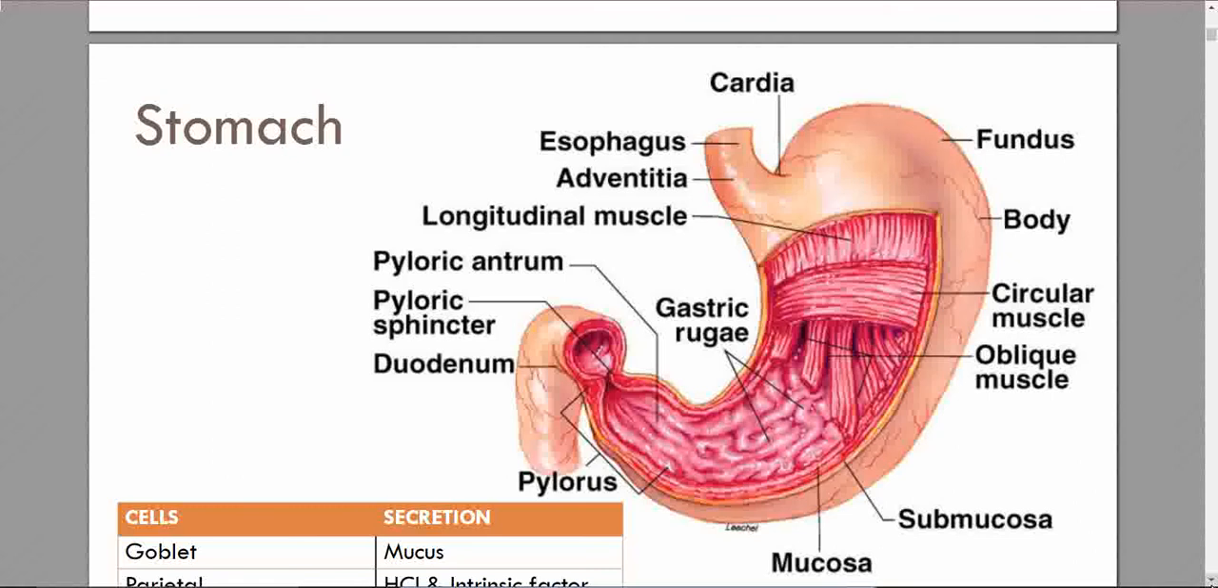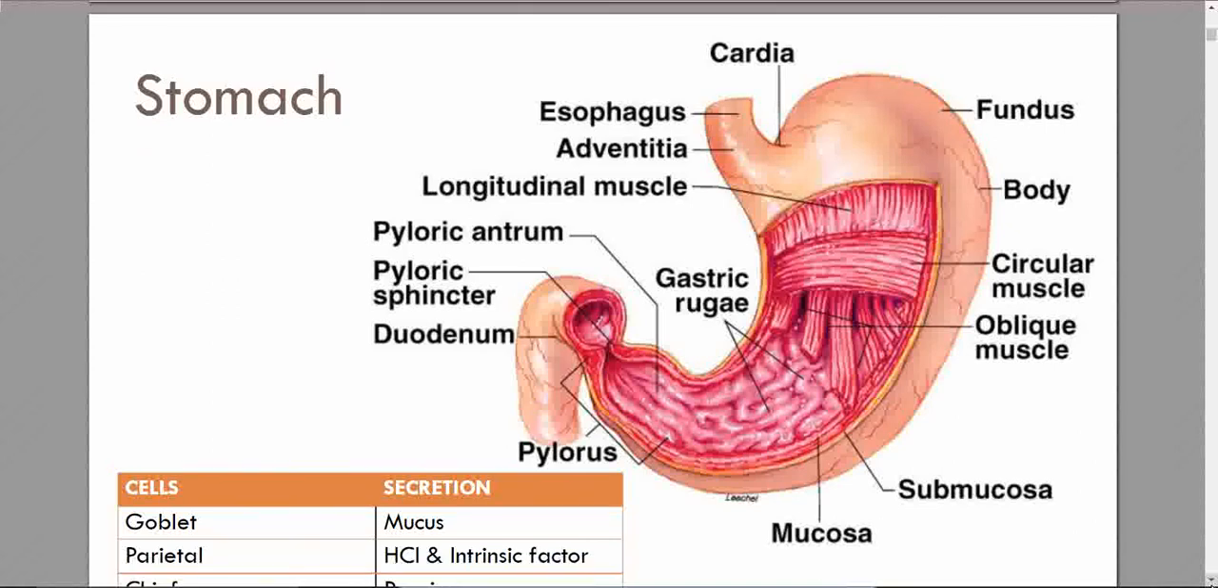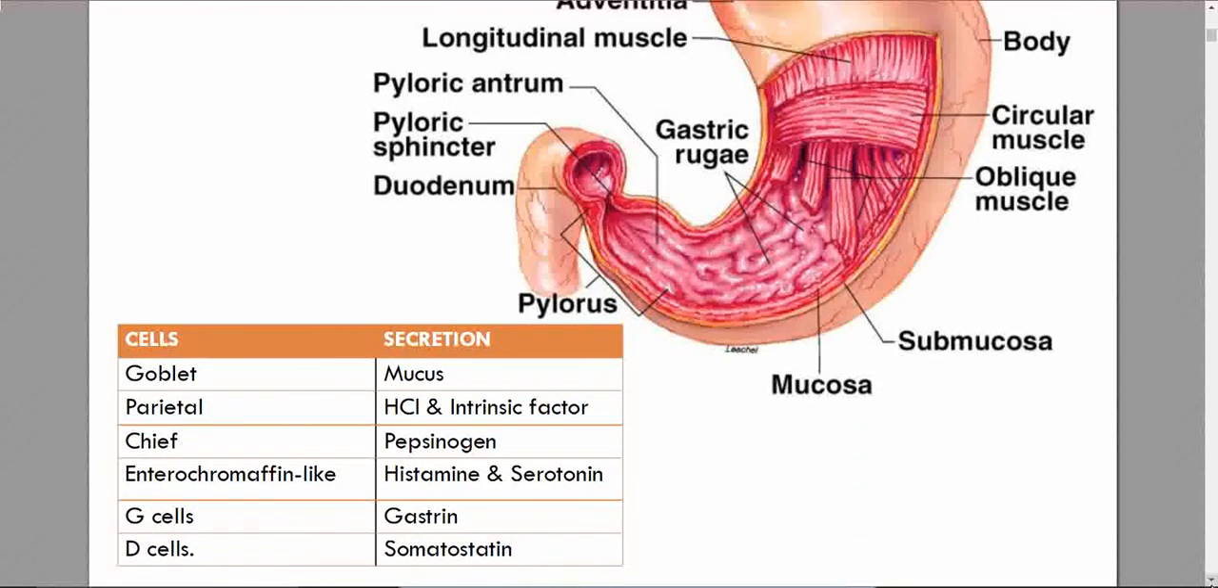We have longitudinal muscles and circular muscles. In some places they always work in the shape to allow distension and contraction when the chyme is being mixed in the stomach. We have the cardia part of the stomach, the fundus part of the stomach, and the pylorus part of the stomach. Don't forget about the body.